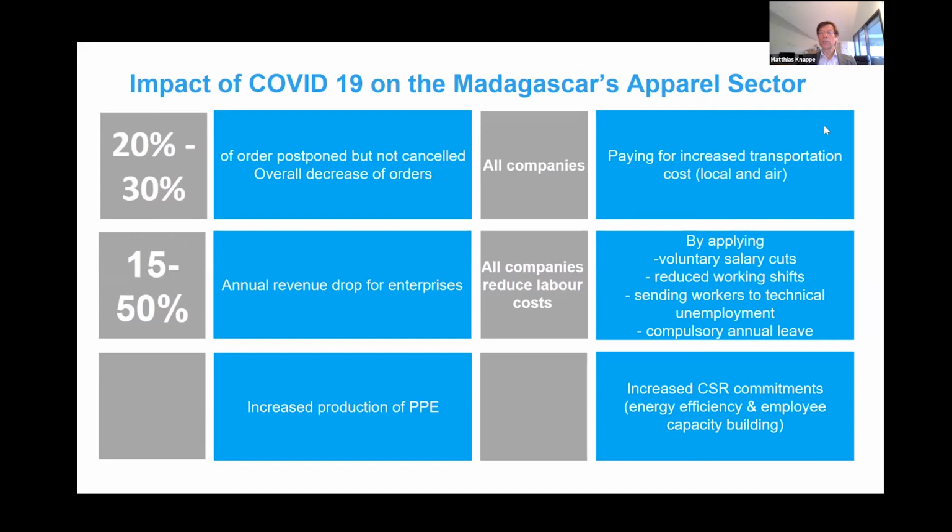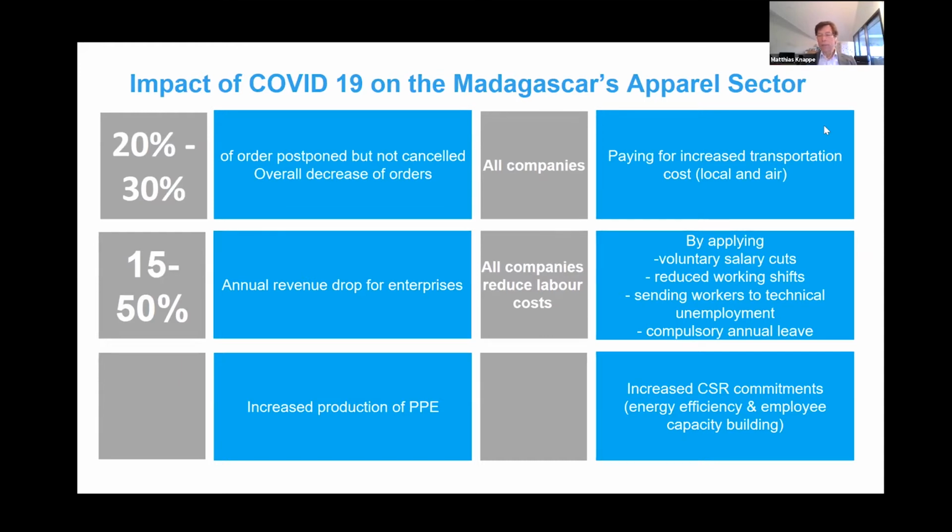This is local transportation, but this is also the shift towards air freight, because Madagascar has been suffering from reduced shipping frequencies to the island. So many of the companies need to ship by air, which increases the cost, of course. All the companies are facing revenue drops, but there's a big difference between companies. But we see a revenue drop between 15 and 50% per enterprise.